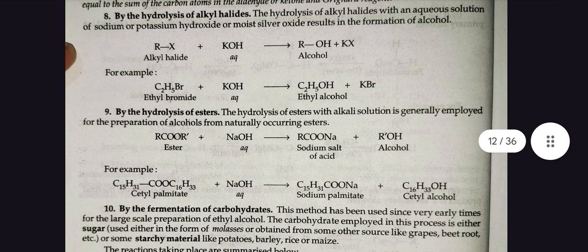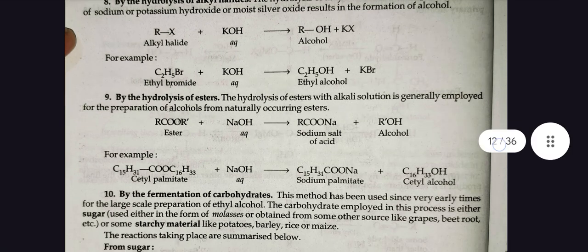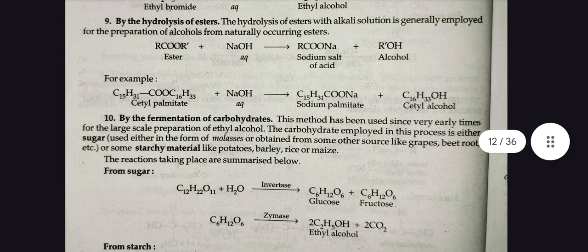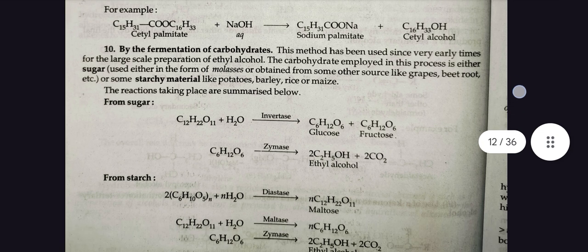Eighth, by the hydrolysis of alkyl halides. The hydrolysis of alkyl halides with an aqueous solution of sodium or potassium hydroxide or moist silver oxide results in the formation of alcohol. Ninth, by the hydrolysis of esters. The hydrolysis of esters with alkali solution is generally employed for the preparation of alcohols from naturally occurring esters.